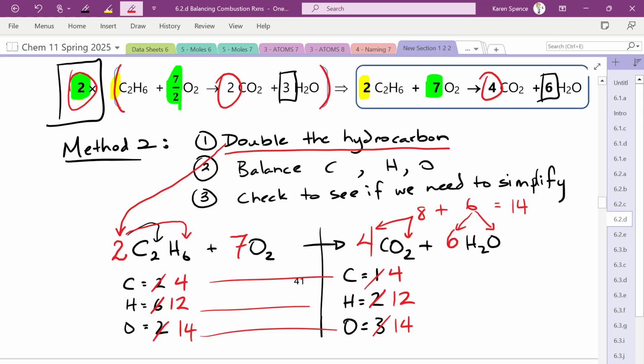Okay, are we not? We have to check and see if we need to simplify. We have a 2, we have a 7, we have a 4, we have a 6. We're good. We do not need to simplify.